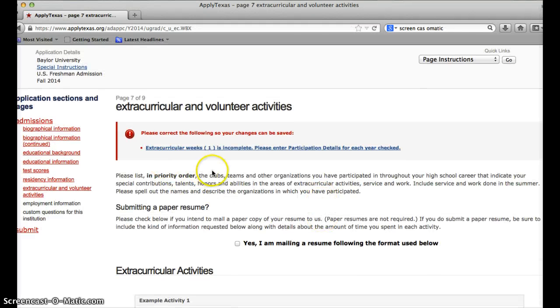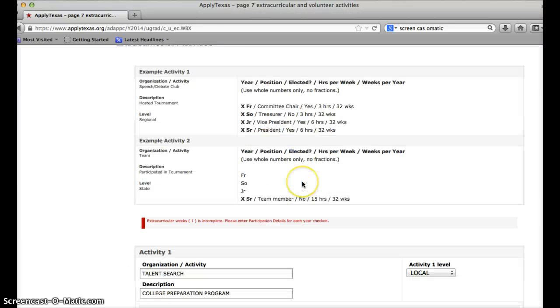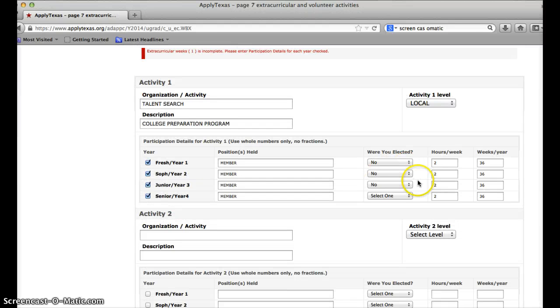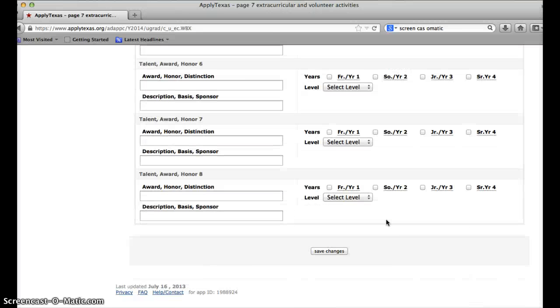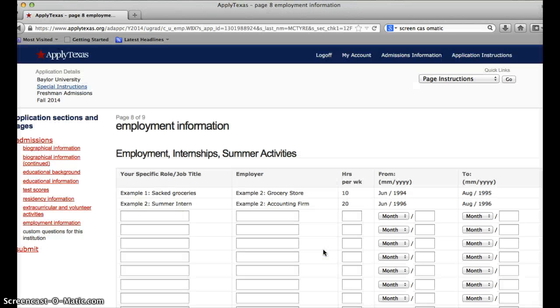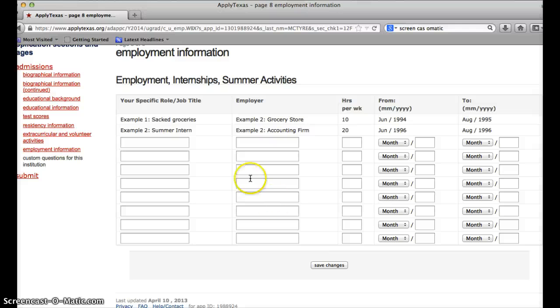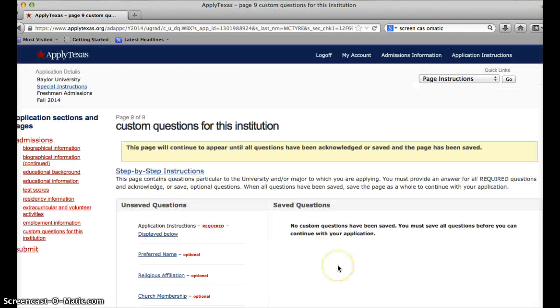And then extracurricular week 1 is incomplete. That is what the area is. So let's go ahead and see. As you see right here, if you do not indicate an answer, it will not let you continue. So save changes. And this is any jobs that you've had. So that gives you 2 examples. Sack groceries, grocery store, 10 hours per week. And that's just an example.